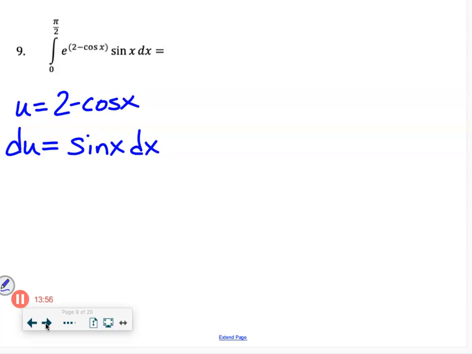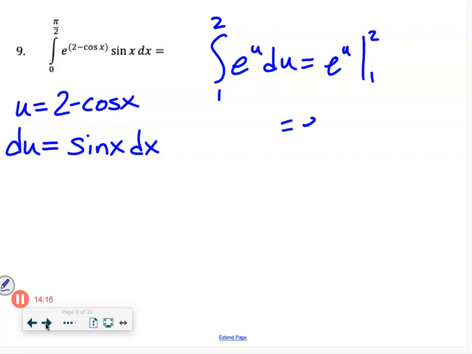So you end up with the integral of e to the u du, and if x is 0, cosine of 0 is 1, so you get 2 minus 1, which is 1. If x is pi halves, cosine of pi halves is 0, so you get 2 minus 0, which is 2. So you end up with e to the u from 1 to 2, so you get e squared minus e. All right, any questions on this one?